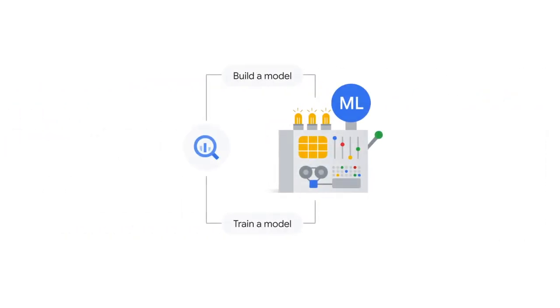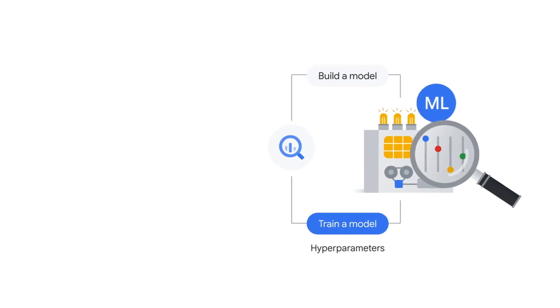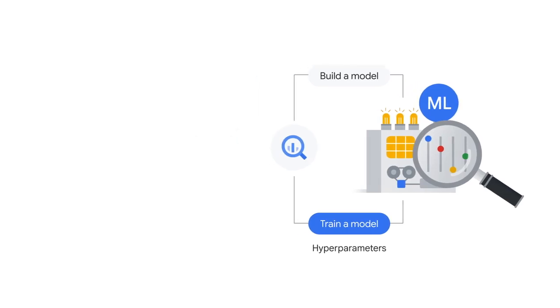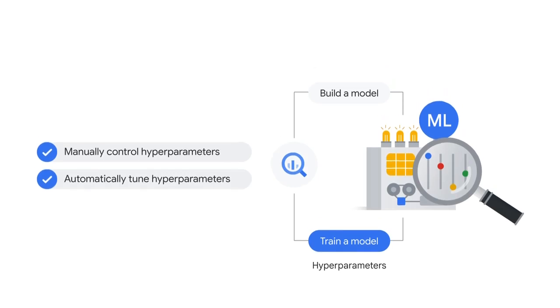BigQuery ML was designed to be simple, like building a model in 2 steps. That simplicity extends to defining the machine learning hyperparameters, which let you tune the model to achieve the best training result. Hyperparameters are the settings applied to a model before the training starts, like a learning rate. With BigQuery ML, you can either manually control the hyperparameters or hand it to BigQuery starting with a default hyperparameter setting and then automatic tuning.